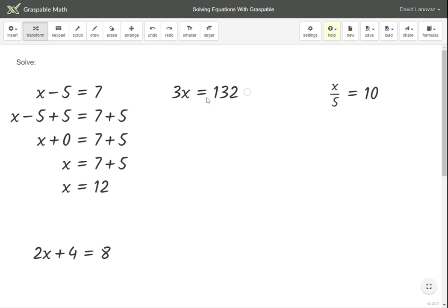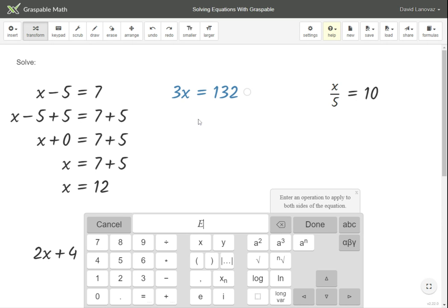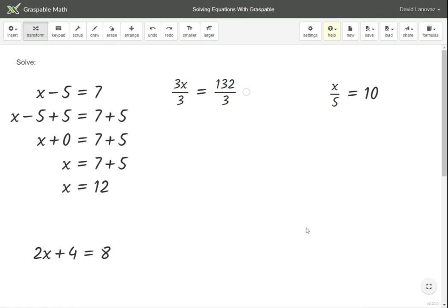All right, let's have a look at the next one here. So again, we're going to press and hold on the equal sign, and we're going to tell Graspable what it needs to do in order to solve this equation. This is 3 times x equals 132. We want to undo that multiplication by 3, and we undo multiplication with division. So we are going to divide. I'm going to click on the divide symbol, both sides by 3. Press done, and you can see that it's divided by 3. It's shown that for us.